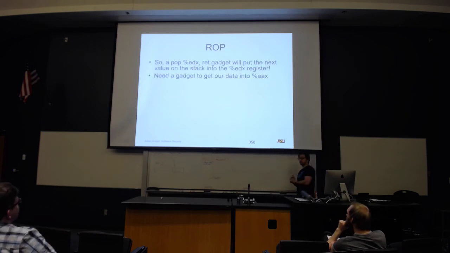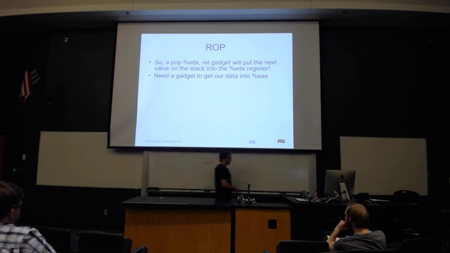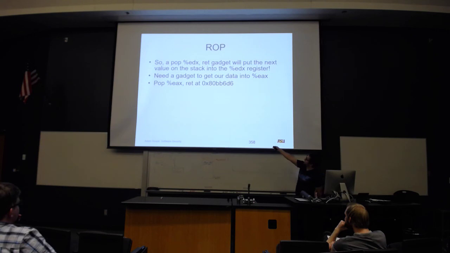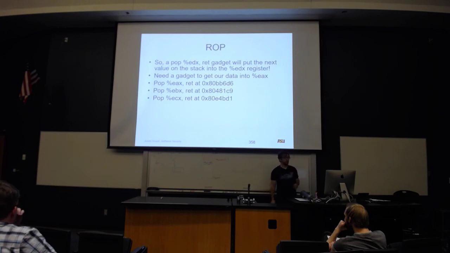Now we have a gadget to get our data into EDX, whatever address, and now we need to get whatever we want to write into EAX, and it's the same sort of thing. There's another gadget at 80 E6 D6. I don't know, maybe this is a made-up address because I don't have the original binary. Presumably the binary compiled earlier today will be somewhere else. And there's a gadget that'll do the exact same thing for EAX. There's one for EBX. There's one for ECX. We have quite a few things that we can work with.